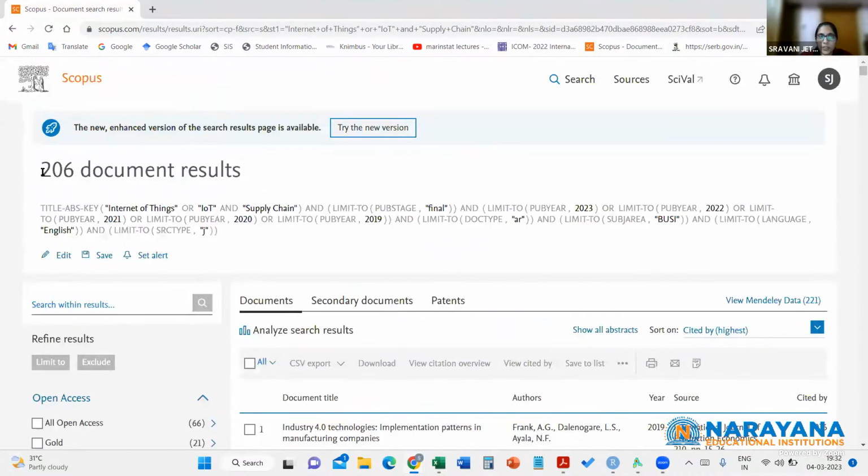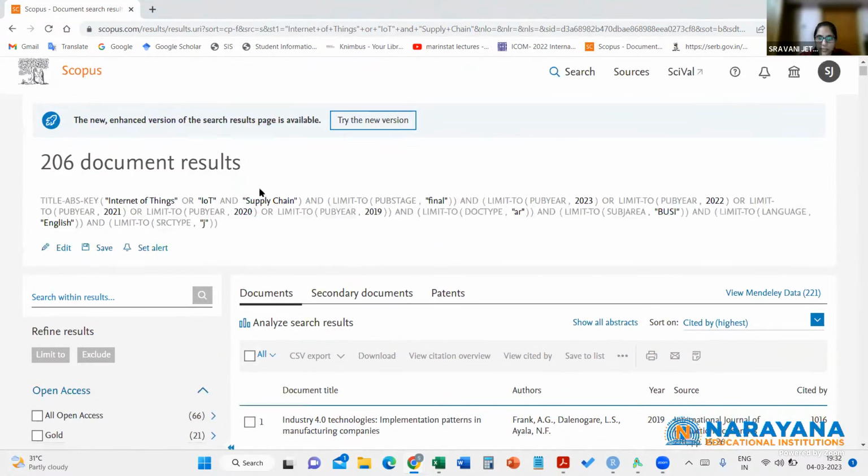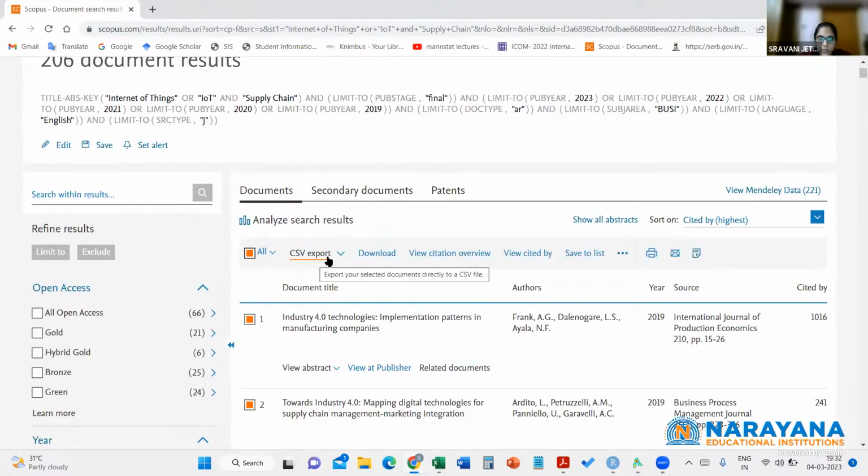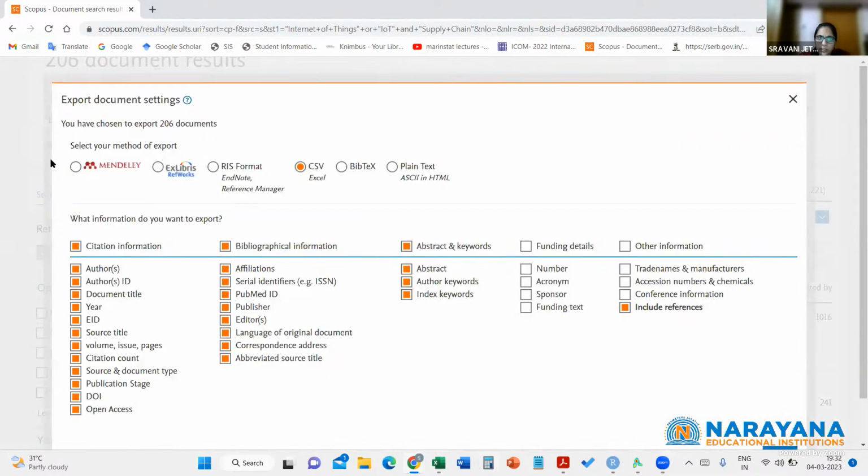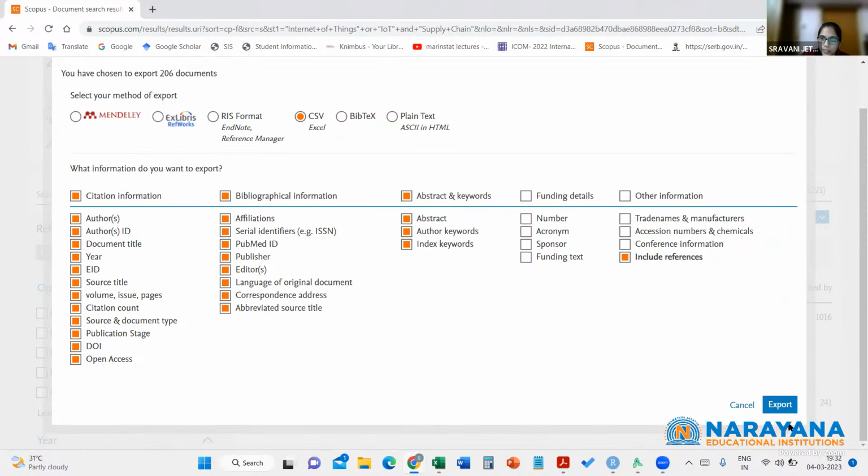So once you get your desired results, you can download them. You can select all, go to export, and select your method of export. But for doing the analysis in R, Biblioshiny or VOSviewer, you need to use the Excel CSV download. Once you click export, you get the file in your system. You also have to select what information is needed: you will need all the citation information, bibliometric information, abstracts, keywords and references.